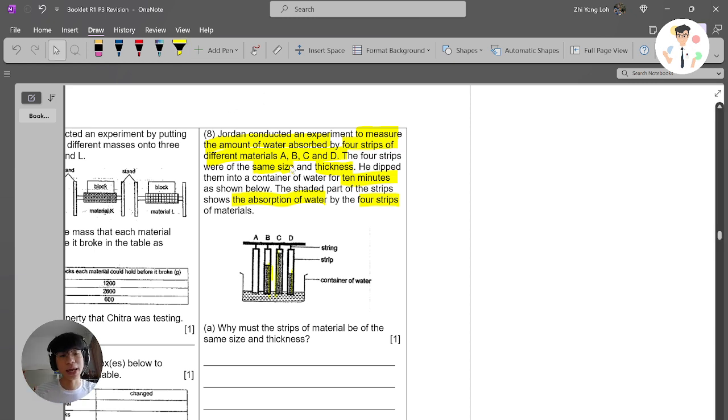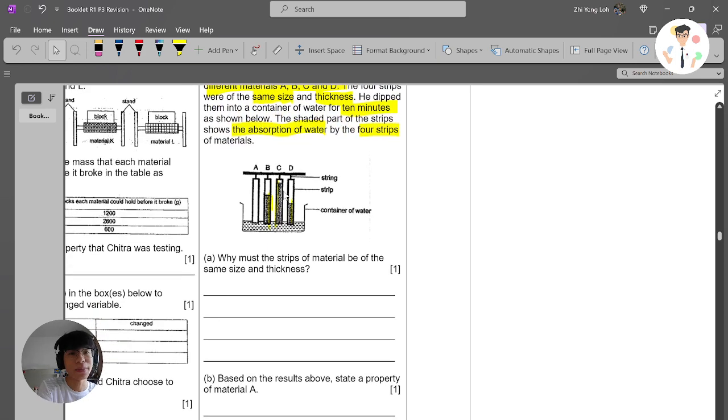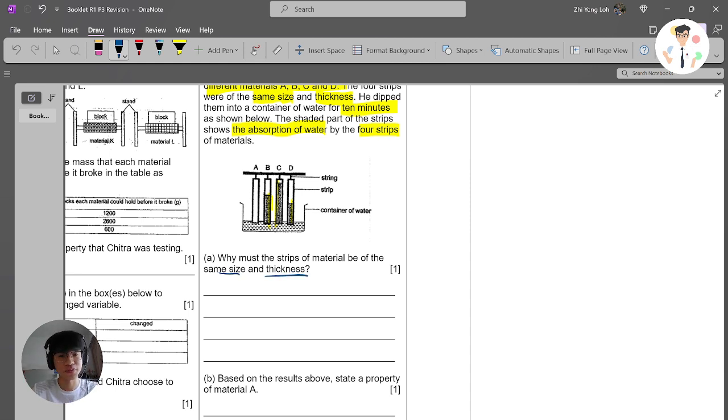Now A asks here, why must the strips of materials be of the same size and thickness? When you have the same size and thickness, when they contact the water, it ensures fairness. Why? Because if one is that big and absorbs, and one is that small and absorbs, then it's not fair, right? So why must we have the same size and thickness?